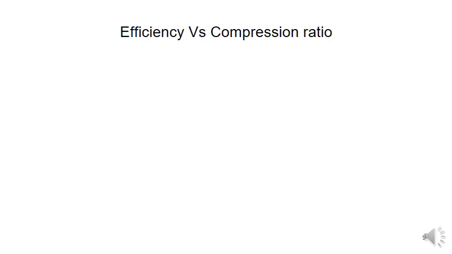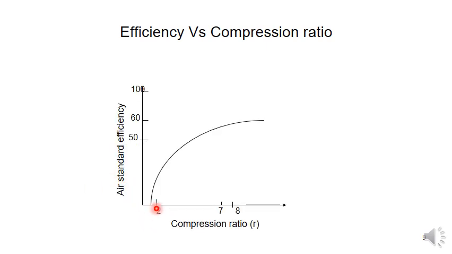Next, efficiency versus compression ratio. Here I am taking the compression ratio on the x-axis and air standard efficiency on the y-axis. So I am simply writing the values: R value, and next air standard efficiency, ASE.